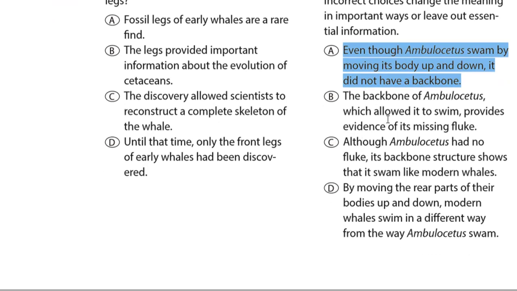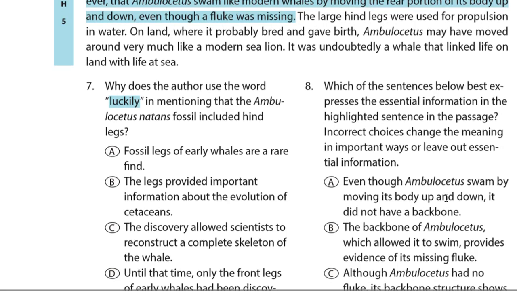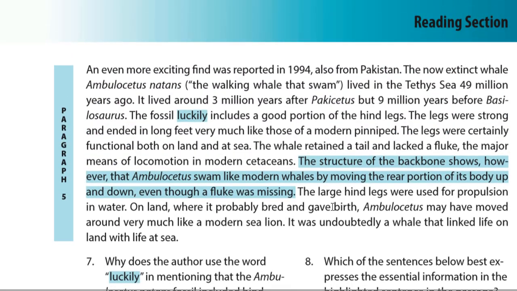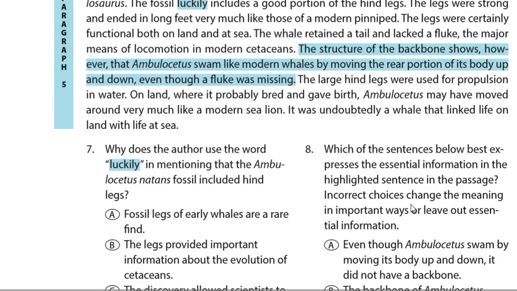B. The backbone of Ambulocetus, which allowed it to swim, provides evidence of its missing fluke. The choice is telling me that the backbone is helping the Ambulocetus to swim and provides evidence of the missing fluke. Is that what the sentence is telling me? Let's see. The structure of the backbone shows how. No, this is not correct, because it did not allow the Ambulocetus to swim.